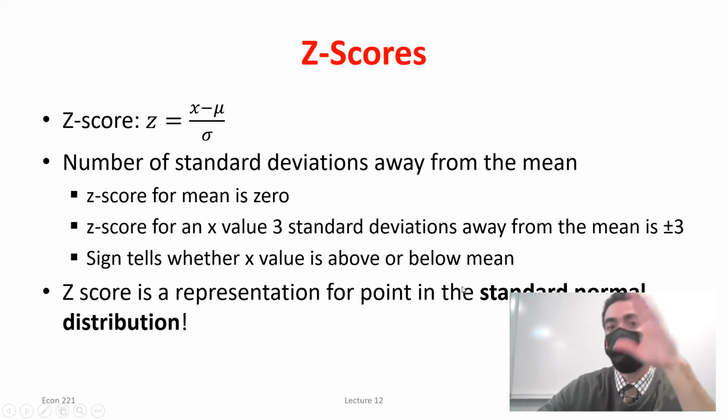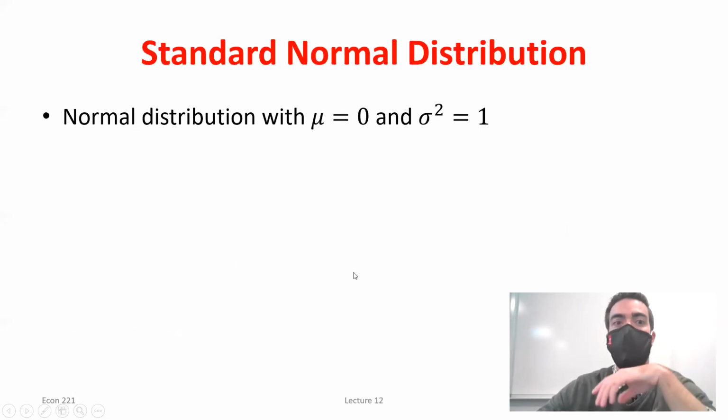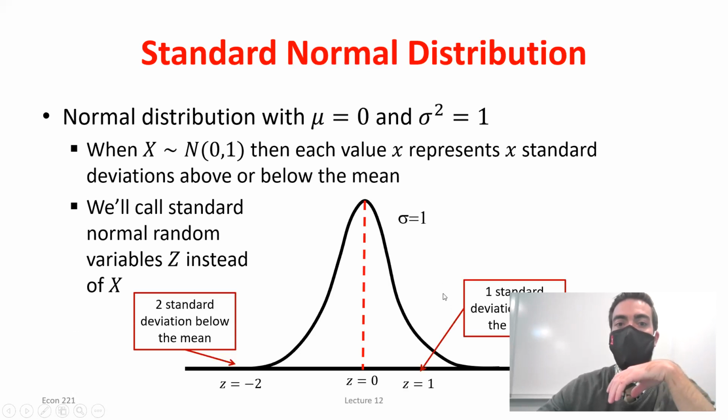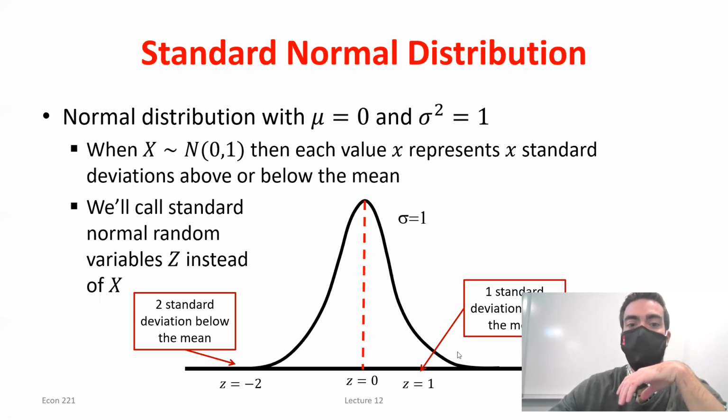So this is what we want eventually. We did a lot of this last class, but a z-score of 1 means you're 1 standard deviation above the mean. A z-score of 2 would be 2 standard deviations below the mean. Just a quick recap of where we left off.